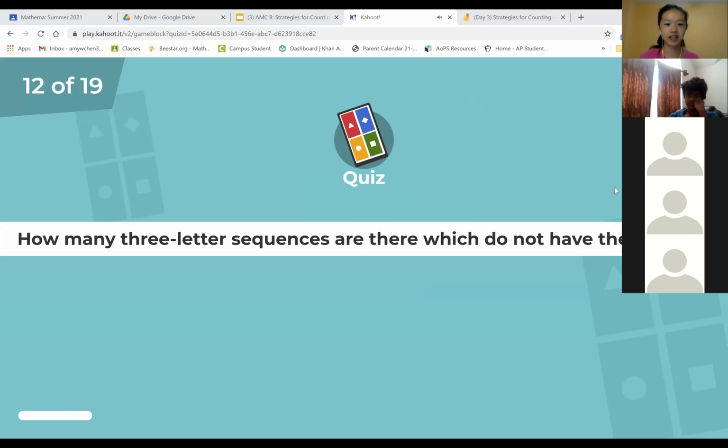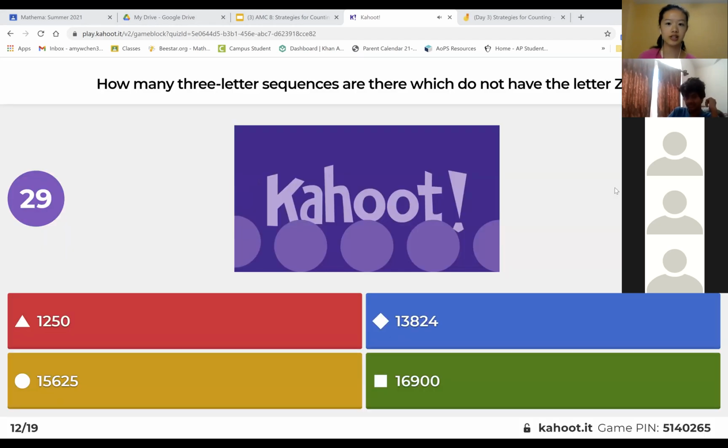Yep. 3-letter sequences don't have the letter Z. Okay, that is a little bit hard. Wait, is it hard? No, it's not hard. Never mind.